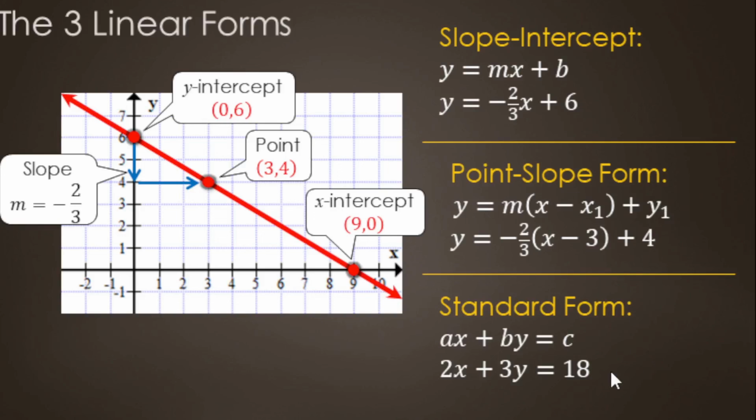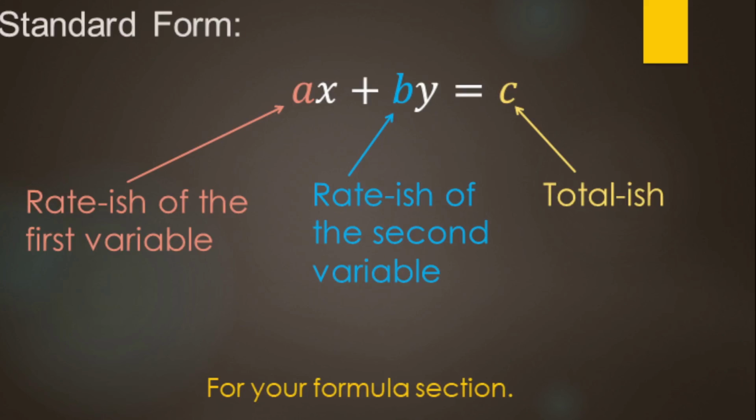And then on the next video, we're going to be talking about standard form and graph. So stay tuned for that. So do make sure you get the standard form in the formula section of your notebook. Again, it's Ax plus By, then an equal sign, and then some sort of total there. So in front of the x, the coefficient A, that's kind of the rate of the x variable. And then the B, the coefficient of the y, that is the rate of your second variable. And then C is a total type idea.